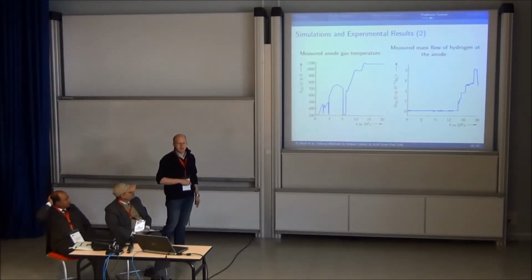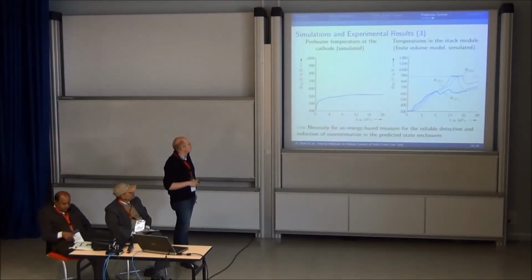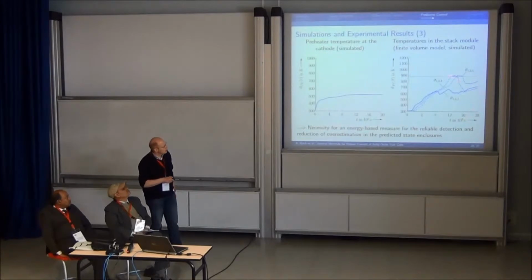That means we start the electrochemical reaction, which produces further heat. And what we want to make sure now, by the suitable choice of the preheater temperature at the cathode, is that the maximum value of the cell output temperature does not violate some given upper bound. This upper bound was this 880 Kelvin, and we only have very small overshoot here in the test rig over this bound, which can be tolerated.